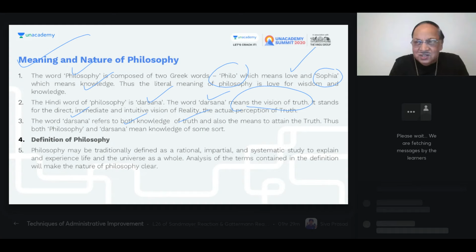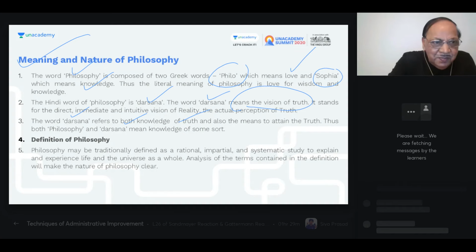So what is this philosophy going to tell you? The ultimate truth of this entire universe, the knowledge of where this world has come from. These are some of the basic issues of philosophy. So this is what the literal sense of philosophy is.